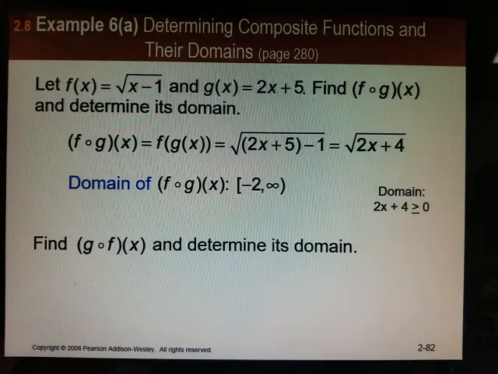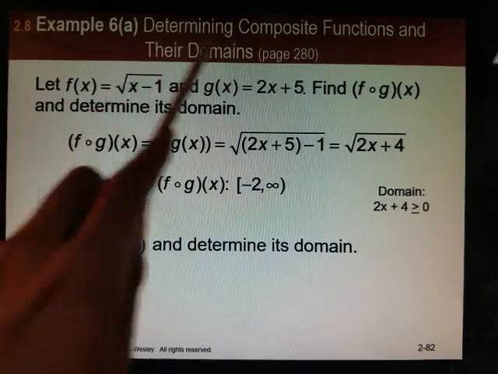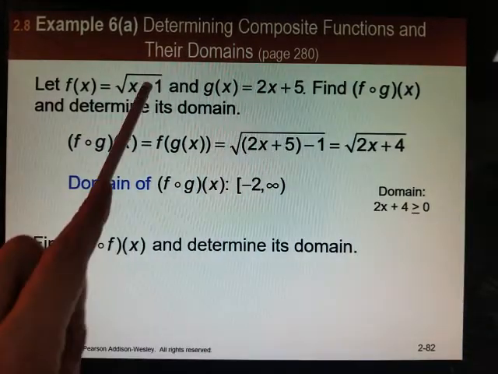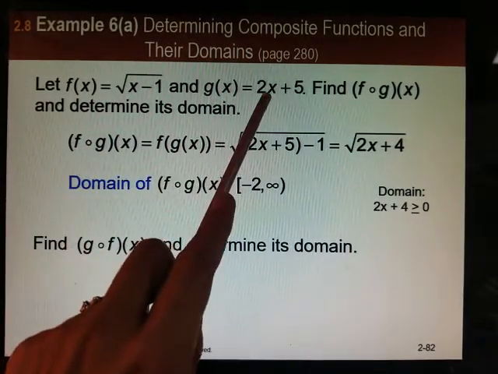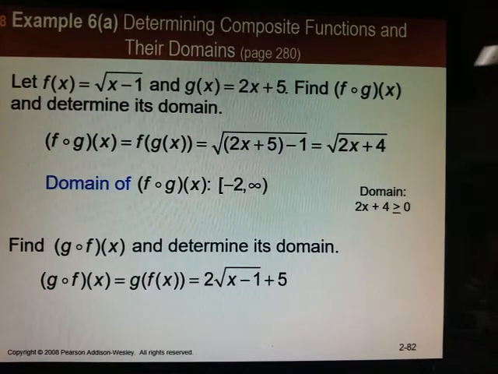All right, then we have you turn it around. We have you do g of f of x. So now I'm going to plug f into g. I'm going to plug this one into here for that x. See, this f is going into g. So 2 times all the f stuff, and then plus 5. All right, so there's my equation.